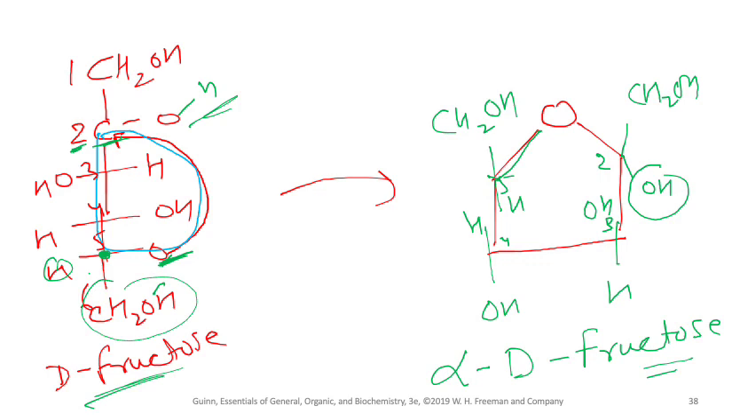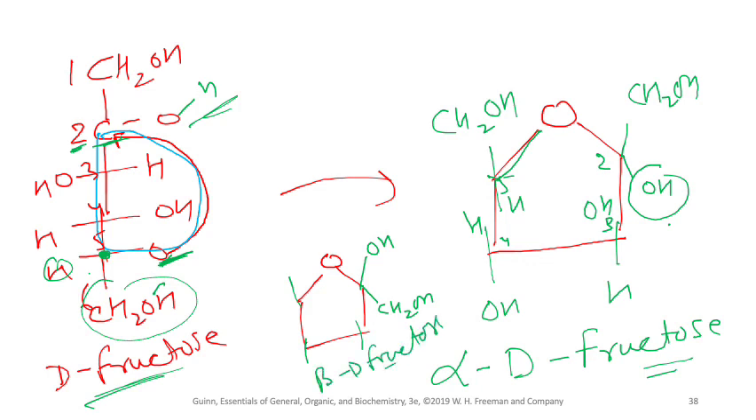And then like I said on the previous slide, this OH could have been on the top and CH2OH could have been on the bottom, right? Something like this. And everything remained the same, right? So this special case is beta D fructose, because the OH is on the top of the anomeric carbon. This is your anomeric carbon, right? We already talked about the anomeric carbon.